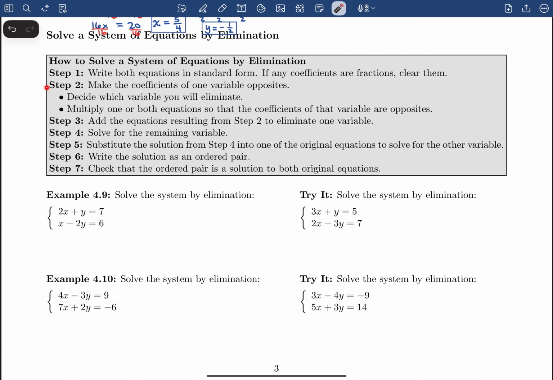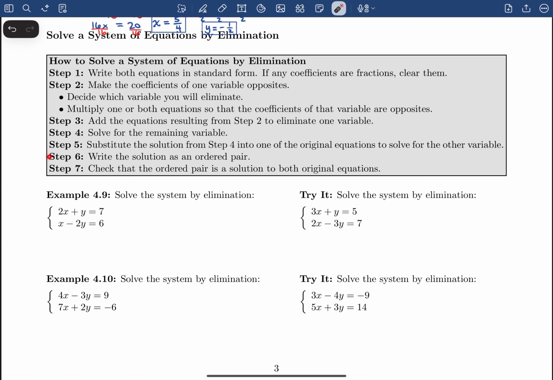Step 2, make the coefficients of one variable opposites. Decide which variable you will eliminate and multiply one or both equations so that the coefficients of that variable are opposites. Great. Step 3, add the equations resulting from step 2 to eliminate one of the two variables. Step 4, solve for the remaining variable. Step 5, substitute the solution from step 4 into one of the original equations to solve for the other variable.